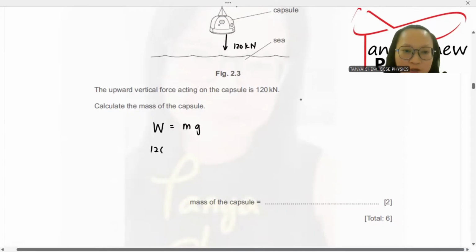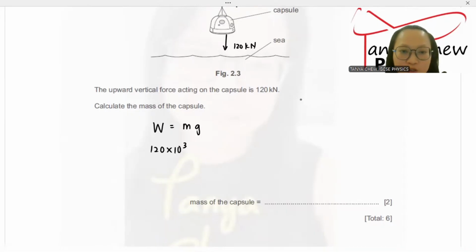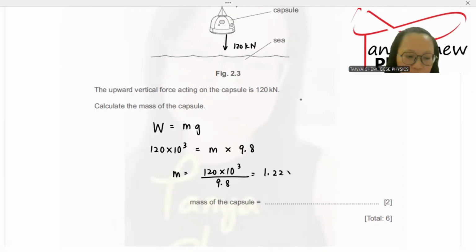Weight of the capsule is 120 times 10 to the power 3, that's kilo, equals mass times the gravitational acceleration, which is 9.8. Now the mass would be equal to 120 times 10 to the power 3 divided by 9.8. And the answer is 1.22 times 10 to the power of 4 kilogram.